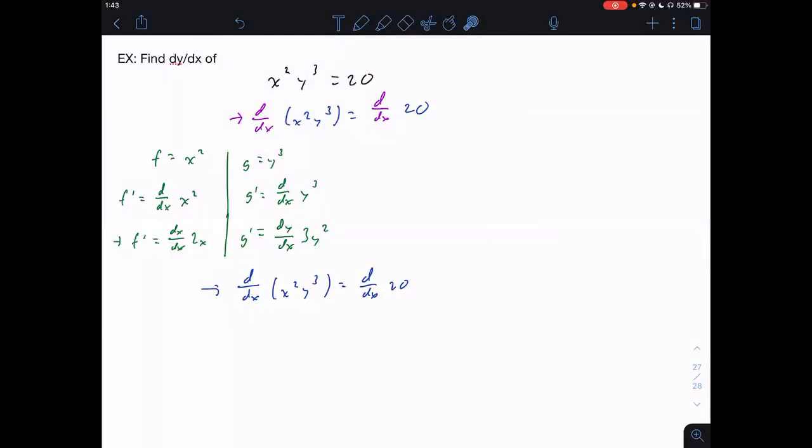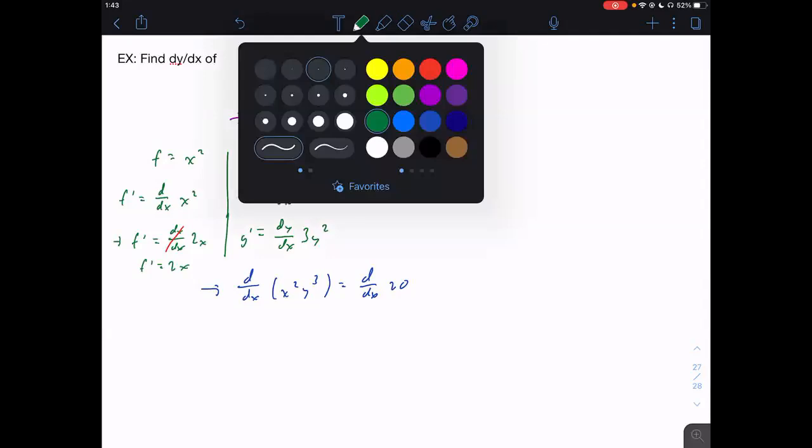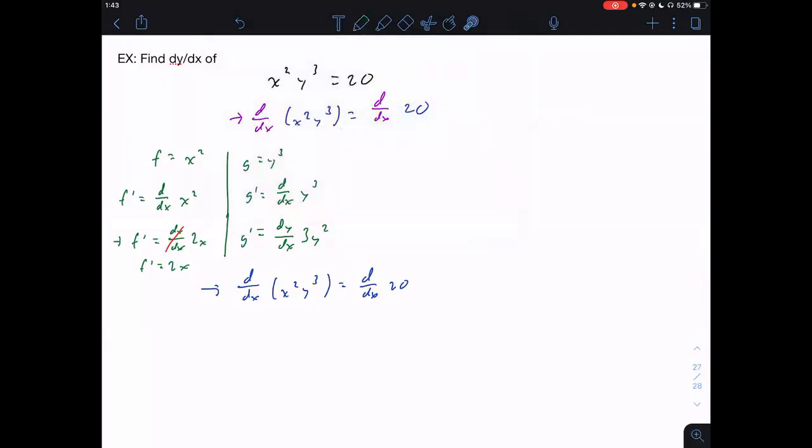Notice that for f prime, we have dx over dx. What happens to the dx over dx? It cancels out, leaving us with f prime to just be 2x. And from here on out, if we're taking the derivative of a variable that's the same as the denominator, we're just going to assume that it cancels out. We're going to skip that step of showing that it cancels out.